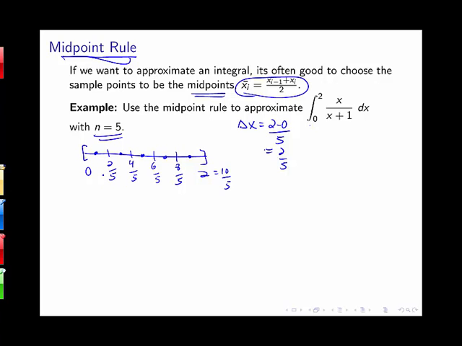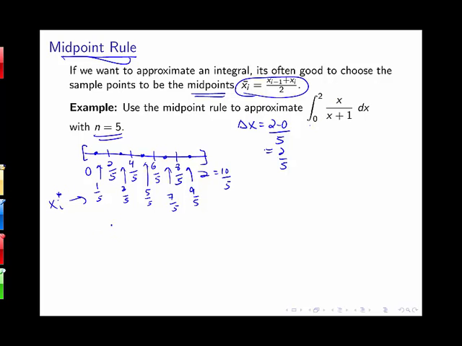So 2/5 plus 0 divided by 2 is going to give us 1/5. We can also see that halfway between each of these different intervals, here I'm going to get 3/5 is halfway between 2/5 and 4/5. I'm going to have 5/5 here, or 1, 7/5, and then 9/5. So these are my sample points that I want to use in this particular example.